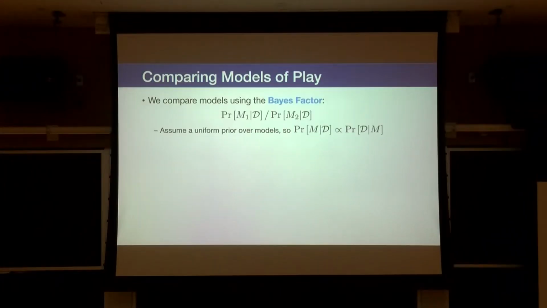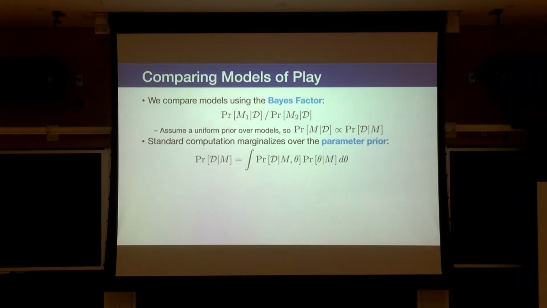Okay, so we compare models using something called the Bayes factor. All that is, is a ratio of the posterior probabilities of the models conditioned on the data set that we have. We assume a uniform prior over models. That's pretty standard. So this quantity is going to be proportional to just the likelihood of the data given the model.